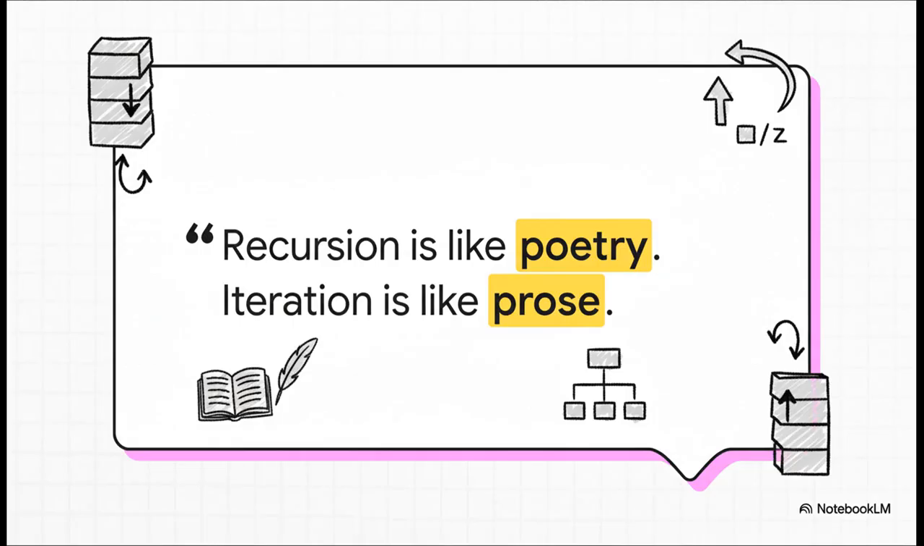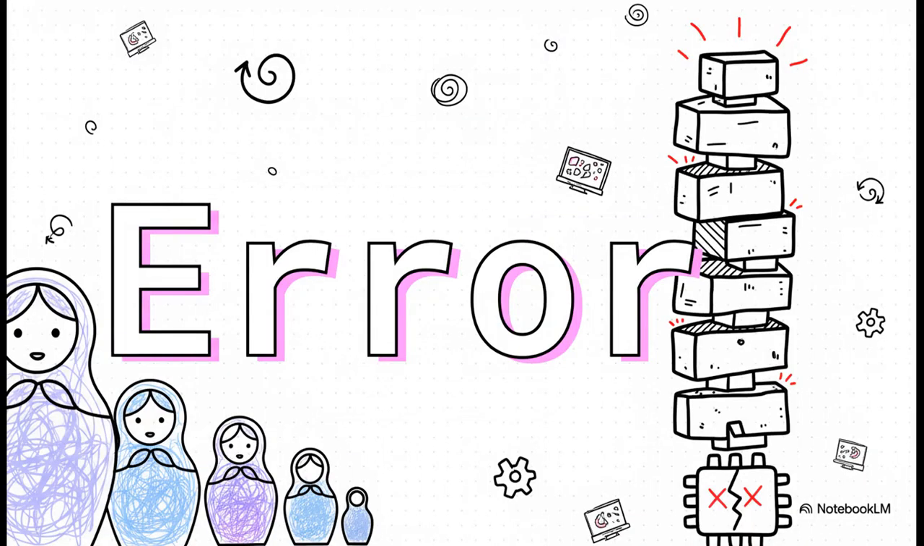There's this quote I absolutely love that nails the difference. Recursion is like poetry, iteration is like prose, right? Recursion can express a really complex idea in just a few beautiful, compact lines. Prose, or iteration, tells the same story, but it's more of a direct, step-by-step narrative. Neither one is better, they're just different styles.